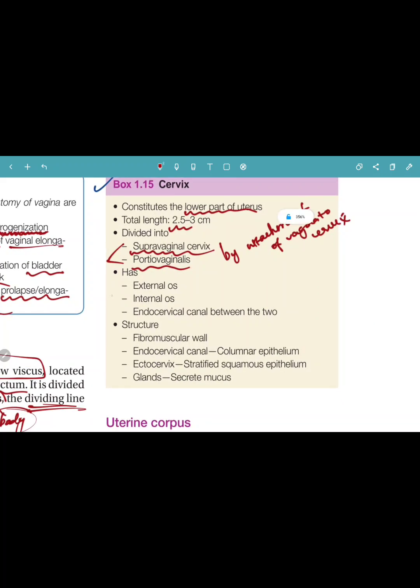It has three main structures: the external os, the internal os, and the endocervical canal between the two. So this is the external os, this is the internal os, and the endocervical canal is in between the two.